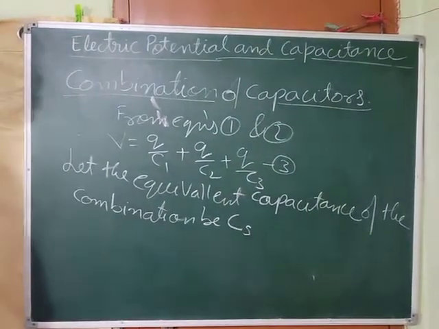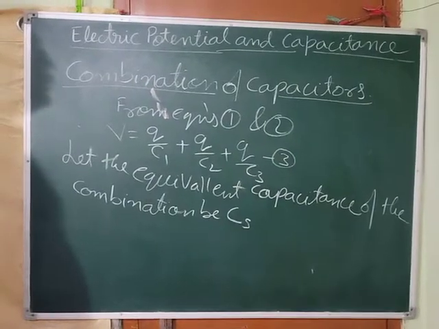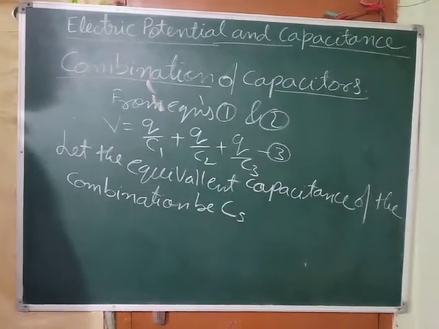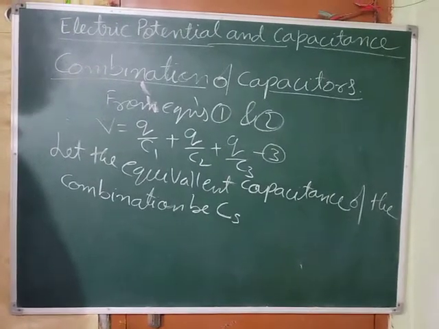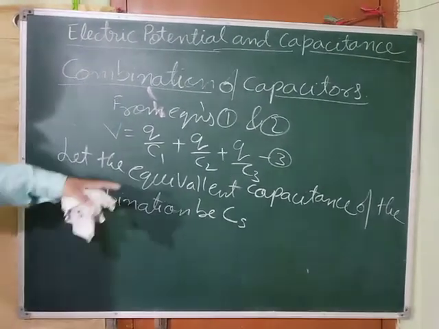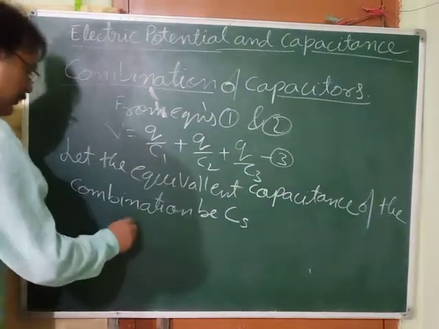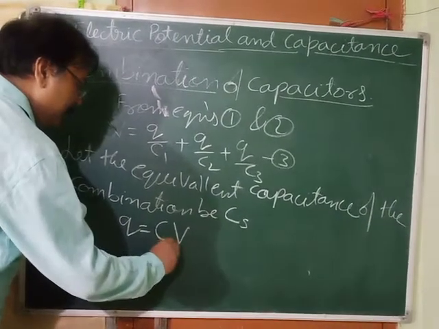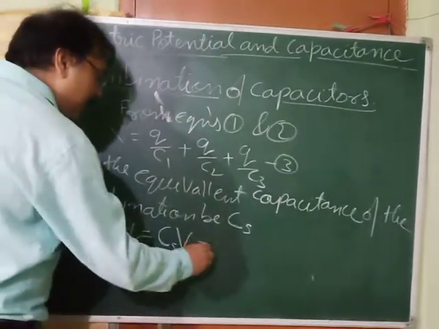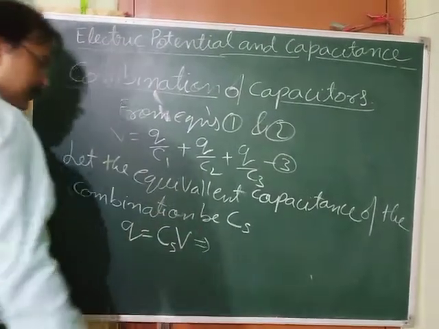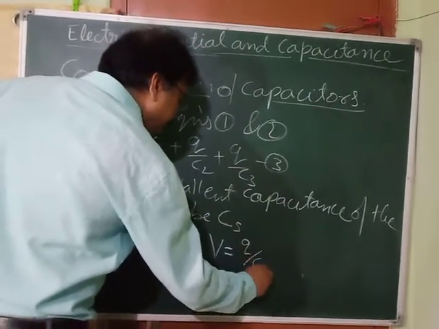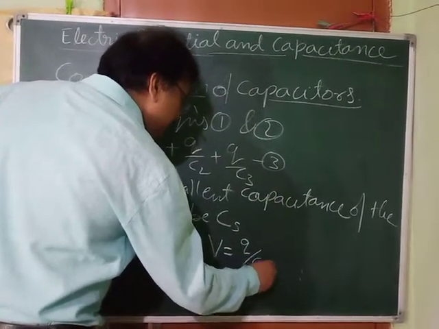Now according to definition of capacitance, see what is the total charge flowing in the circuit? It is small q. What is the total potential difference applied? It is capital V. And what is the total capacitance? It is Cs. So what we can write? Can we write Q is equals to Cs into V? Now from here can we find out value of V, because we require over here. So V is equals to Q by Cs. This is our equation number 4.